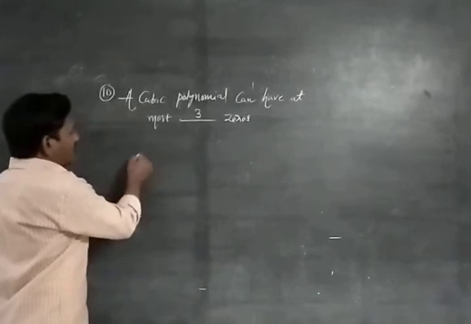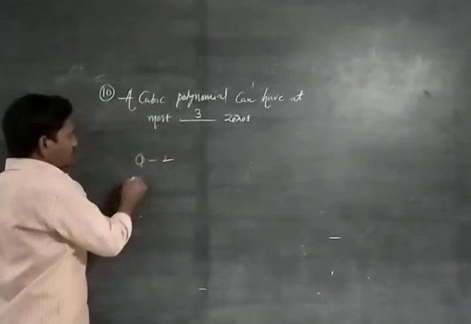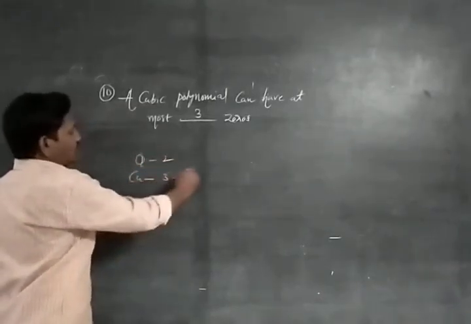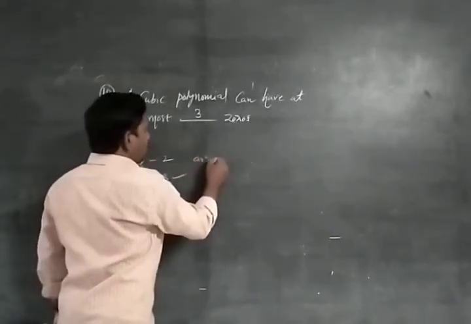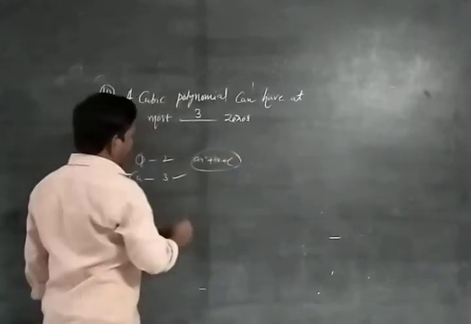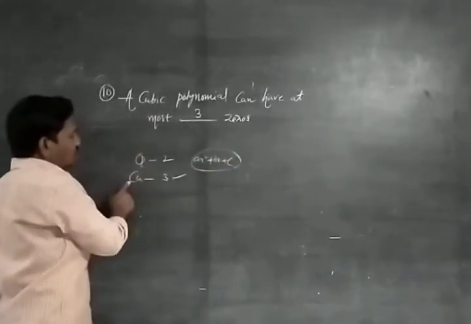3 values. Quadratic 2 zeros, cubic 3 zeros. Quadratic is ax square plus bx plus c. This is the quadratic. Quadratic has 2 zeros and cubic has 3 zeros.